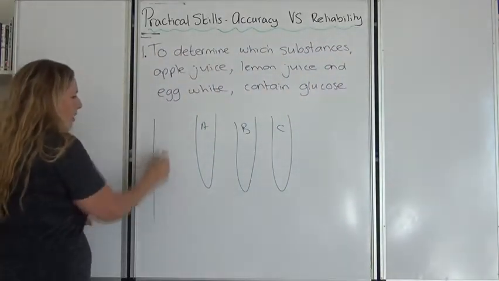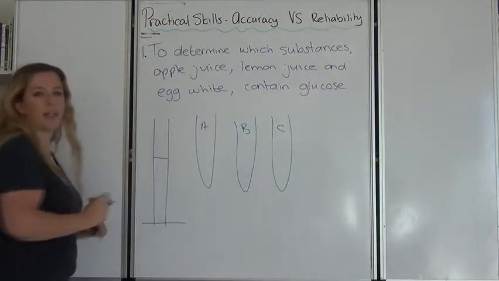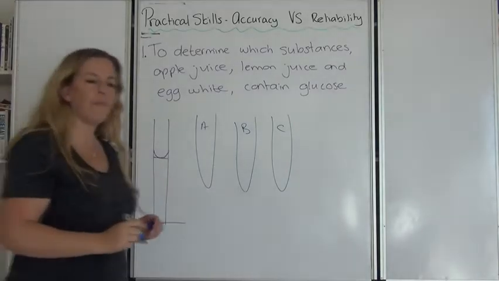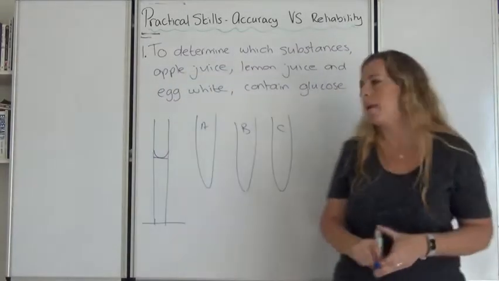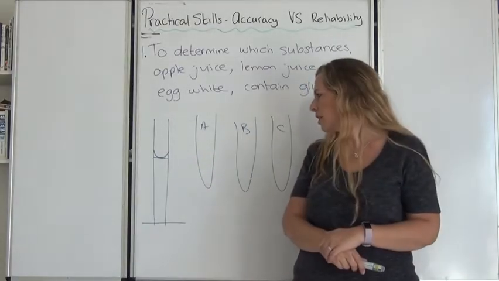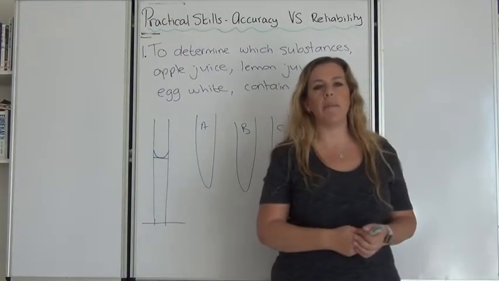Okay, here is your measuring cylinder. If that is the 10 ml mark, the bottom of the meniscus must be on the 10 ml mark. That is how you do that. Okay, right. So that is if you're using a measuring cylinder.